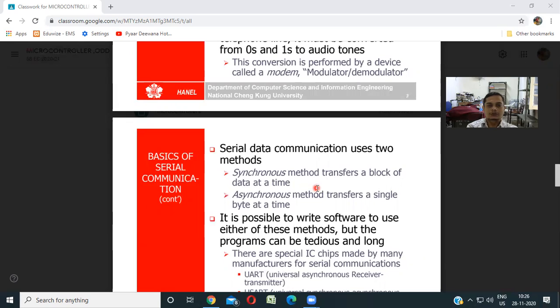Another data communication method is called the asynchronous method. In the asynchronous method, instead of the character block, it will send a byte, a byte at a time. So synchronous sends a block of characters at a time, and the asynchronous method transfers a single byte at a time. These are the two serial data communication methods.